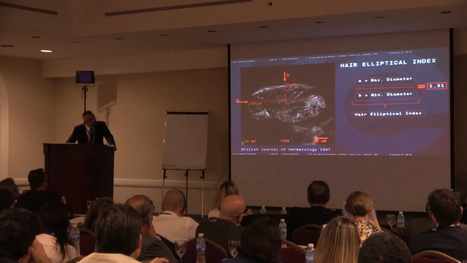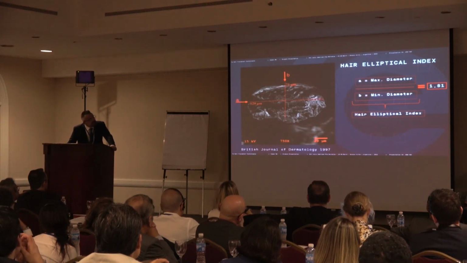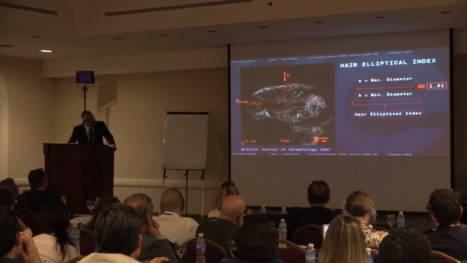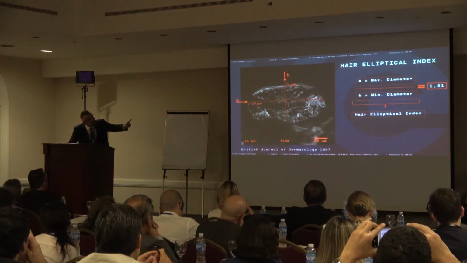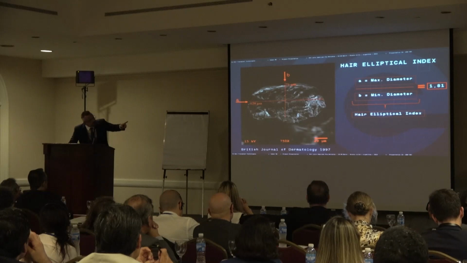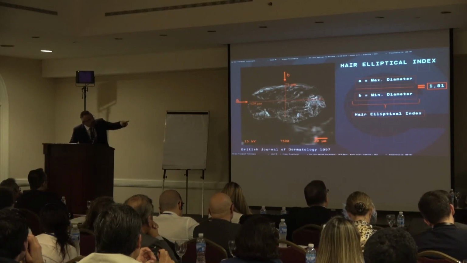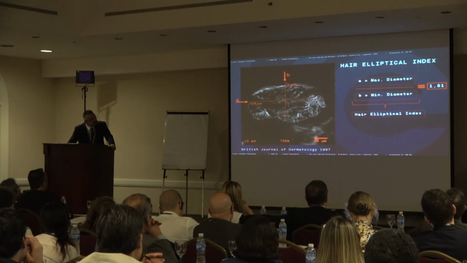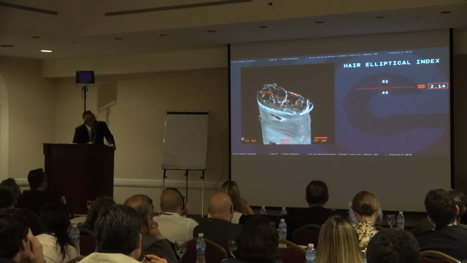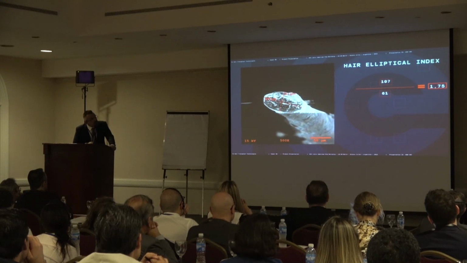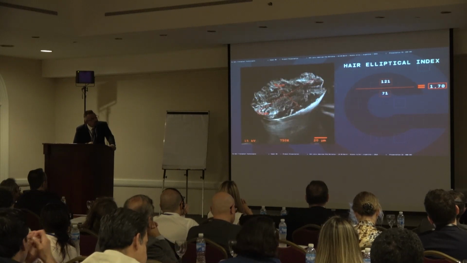The British Journal of Dermatology published an article in 1997. Hair has an elliptical index. These photos are from my own cases. You can see the maximum diameter and minimum diameter. When you make a ratio, you find the hair elliptical index, 1.28 to 1 in this case. And this is my record: one of my patients, by electron microscopic scanning, has a hair elliptical index of 2.1. You can see the different numbers in the scannings.